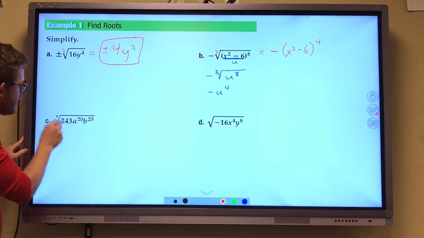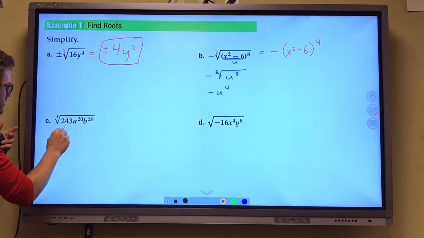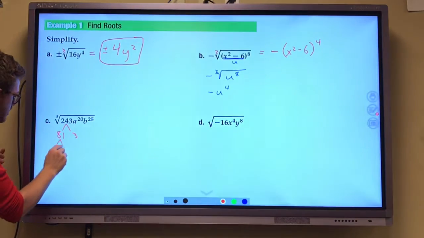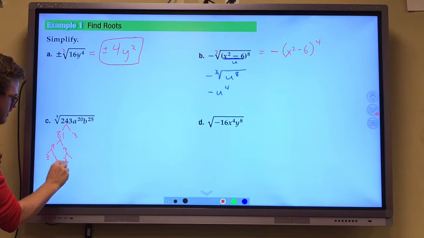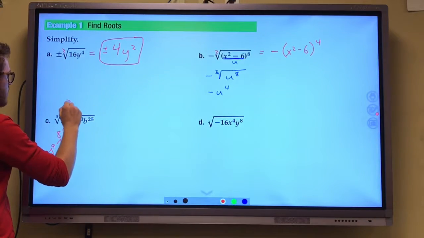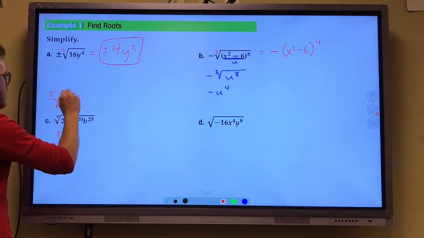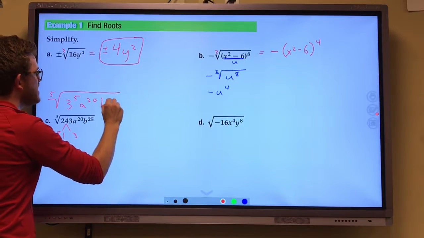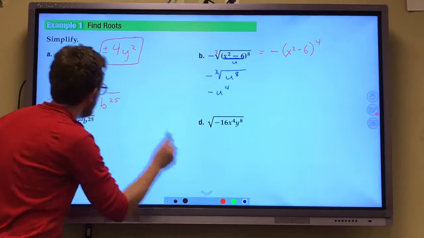Letter C, well, I've got the 5th root of all of this stuff. Well, the 5th root of 243, if we break down 243, it's 81 times 3. 81 is 9 times 9. 9 is a bunch of 3's. So 243 is actually 3 to the 5th power. So I'm taking the 5th root of 3 to the 5th power, a to the 20th, b to the 25th. Look at that. And now I can simplify all this down.